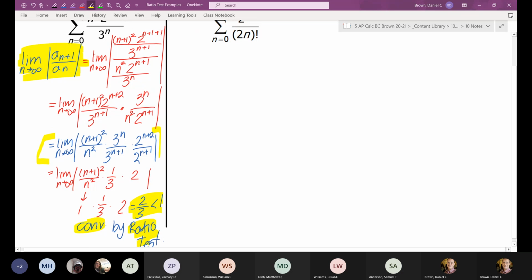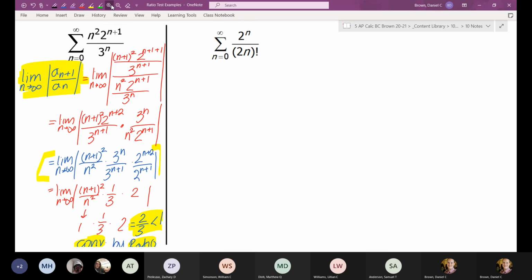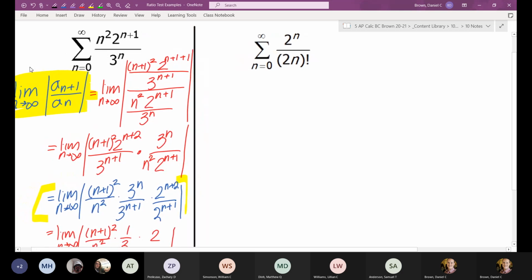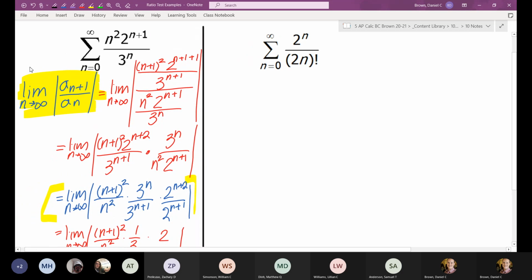All right, try the second one on your own for me. Before you get started on it, what's your big clue that we're going to use the ratio test for that series? The factorial. If you see a factorial, just don't waste your time trying to figure out another test. It's going to be the ratio test. Go ahead and take a moment to try that one on your own.